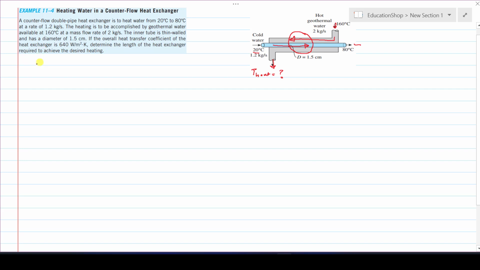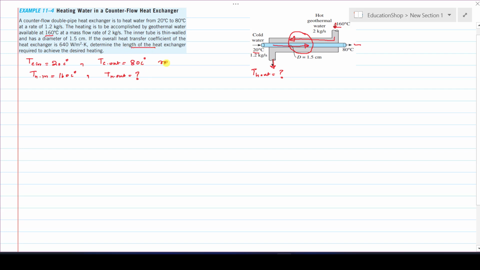Now let's come toward the statement. What data is given in it? The cool temperature in is 20 centigrade. The cool temperature out is 80 centigrade. The hot temperature in is 160 centigrade. And the outlet temperature of the hot fluid is unknown to us. We need to calculate that in order to find the length of the heat exchanger.